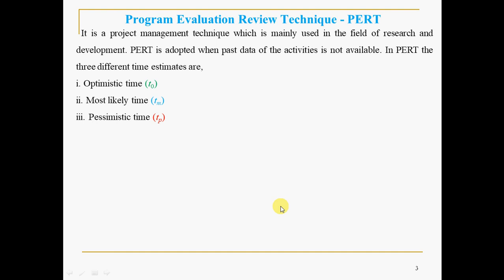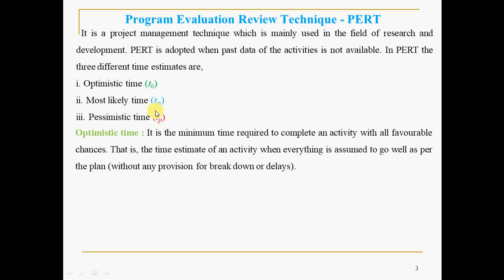So the 3 different time estimates of PERT are optimistic time, most likely time, and pessimistic time, which are designated by TO, TM, TP. T stands for time. So O, M, P are optimistic, most likely, and pessimistic time.